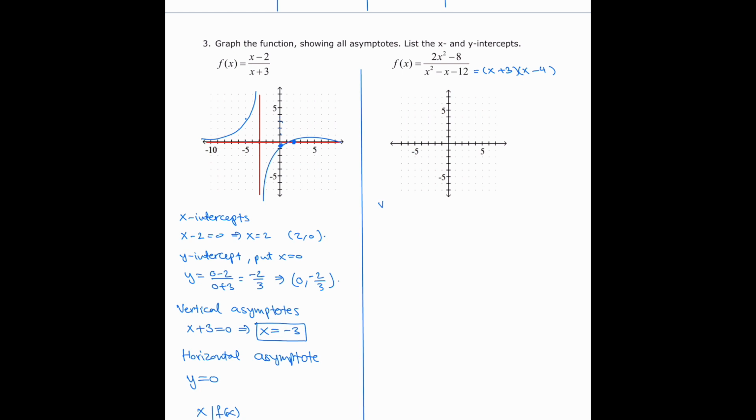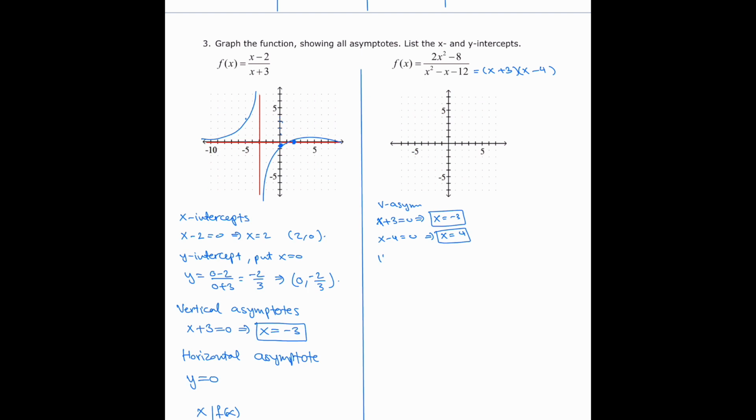So for the vertical asymptotes, I will have x plus 3 equals 0, which leads to x equals negative 3, and then x minus 4 equals 0, which leads to x equals positive 4.